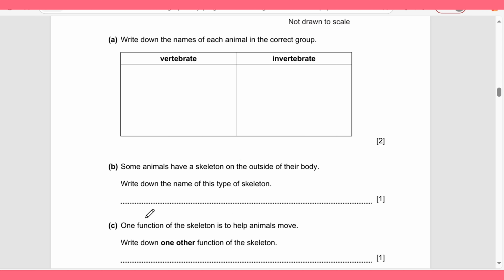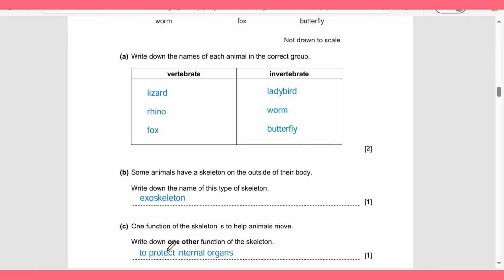Next, question C. One function of the skeleton is to help the animal move. Write down one other function of the skeleton. Let's check out the answer, guys. So it's to protect internal organs. However, if you have any other answer, please write down in the comment section, so your answer may be helpful for other viewers. Let's move on.